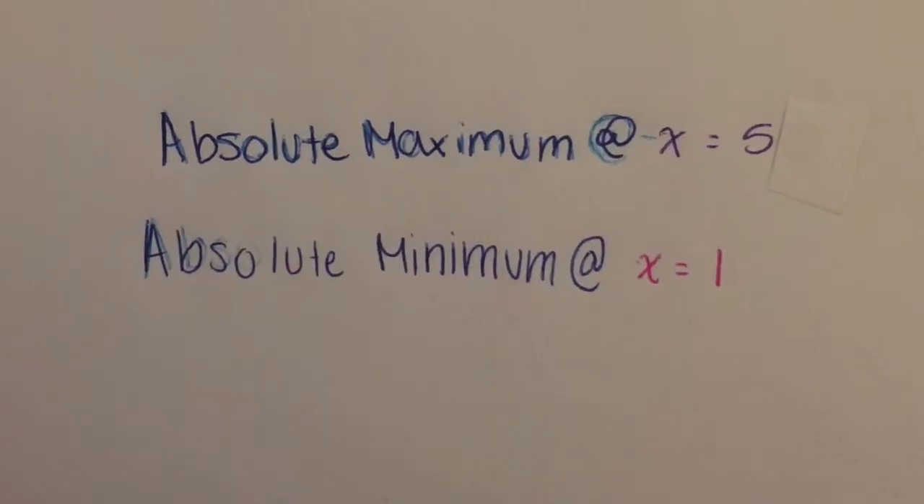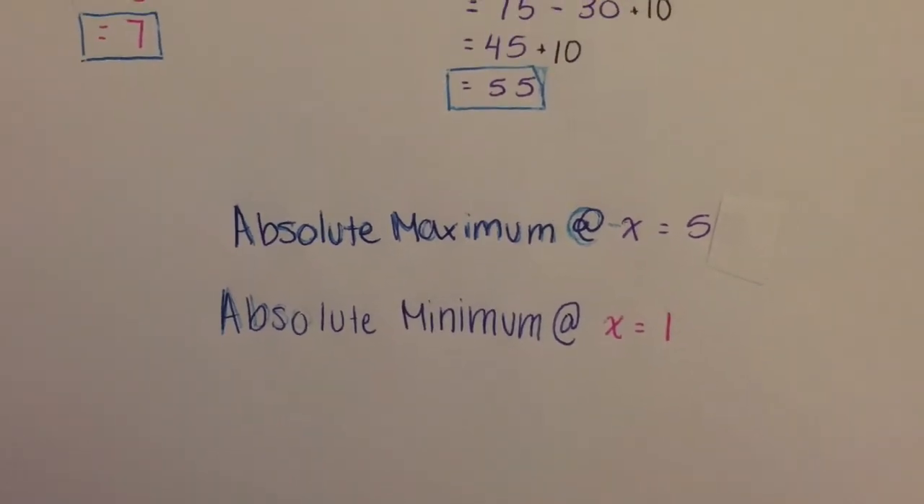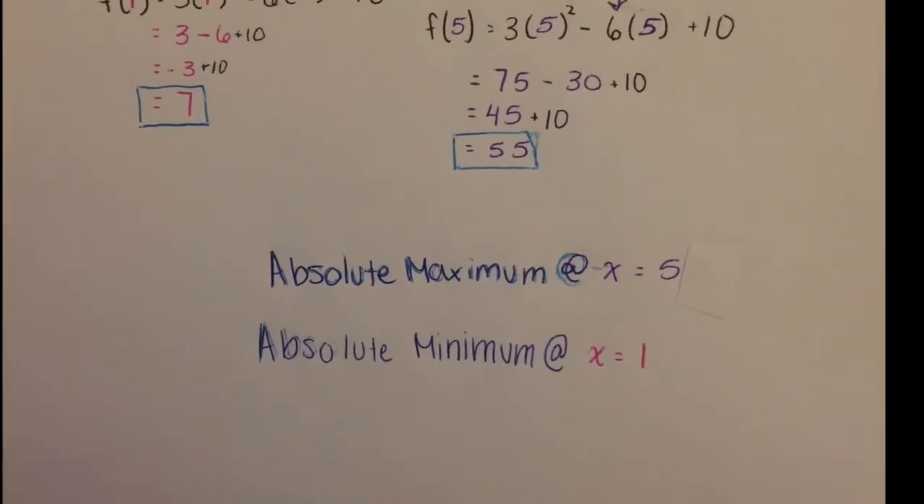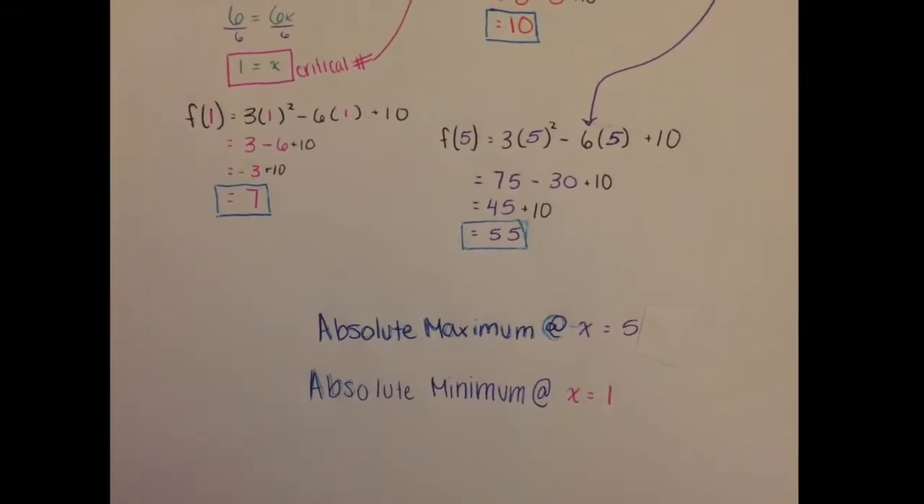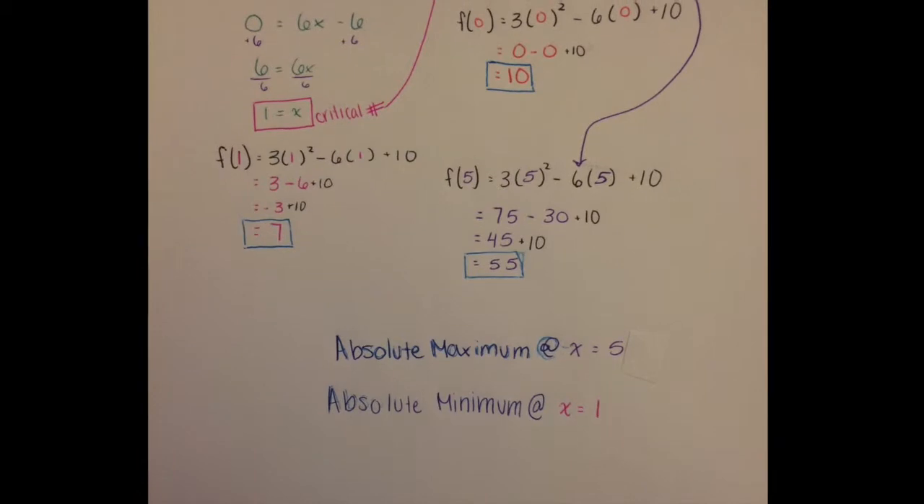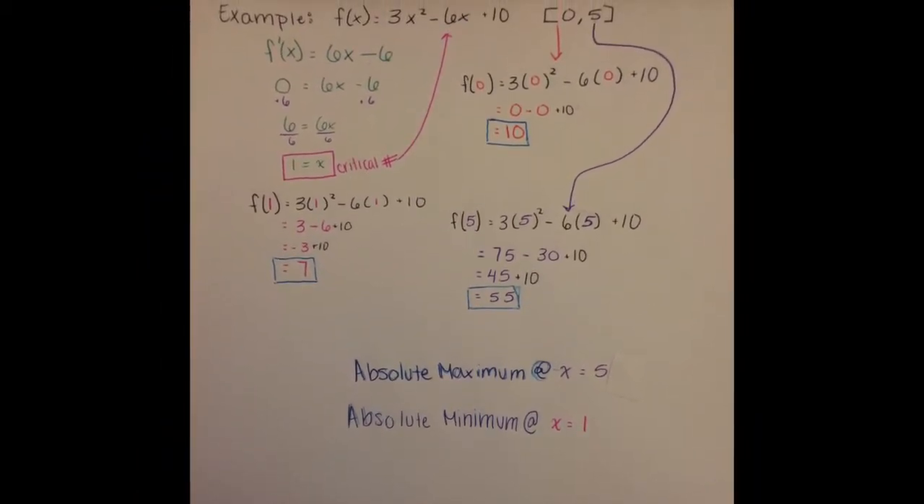Where x equals 1, the y value was lowest of the three numbers. That means that you have an absolute minimum at x equals 1, and because at x equals 5, you had the highest y value, you have an absolute maximum at x equals 5. Alright, back to the fun.